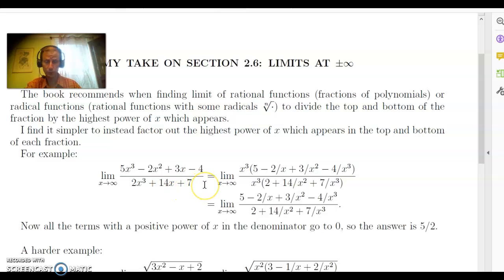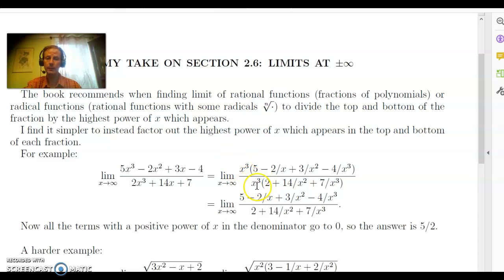When you factor x cubed out of the top and bottom, that becomes the limit as x goes to infinity of x cubed times the quantity of 5 minus 2 over x plus 3 over x squared minus 4 over x cubed, divided by x cubed times the quantity of 2 plus 14 over x squared plus 7 over x cubed. And at this point, having factored, it's now really easy to see that the x cubes just cancel. It's a lot cleaner, at least, than what the book does.